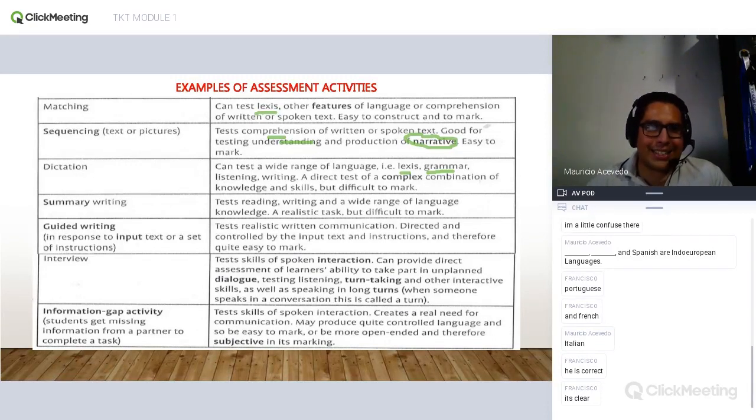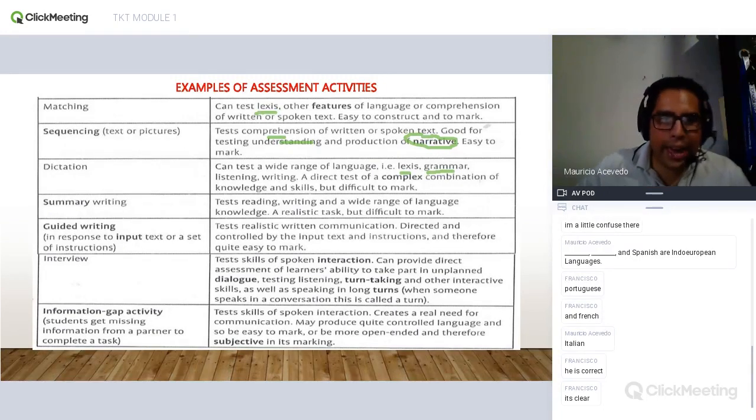Interview. It tests skills of spoken interaction and can provide direct assessment of learners' ability to take part in unplanned dialogue, testing listening, turn taking, and other interactive skills, as well as speaking at length. When someone speaks in a conversation, that is called a turn. So we all know what an interview is, right? We can practice pronunciation, speaking, and writing, because you are writing the answers and everything.